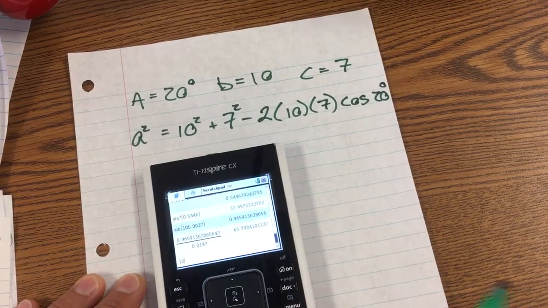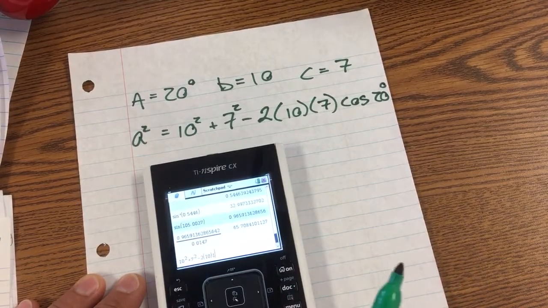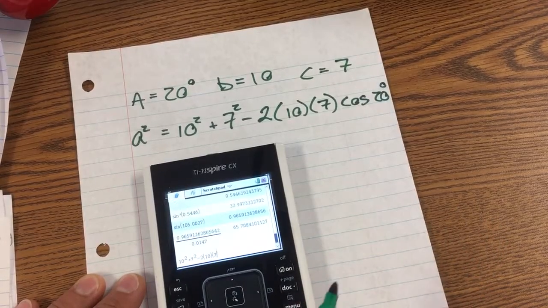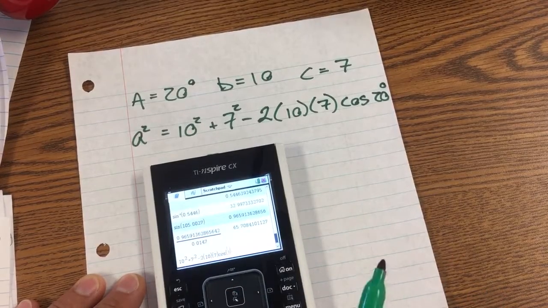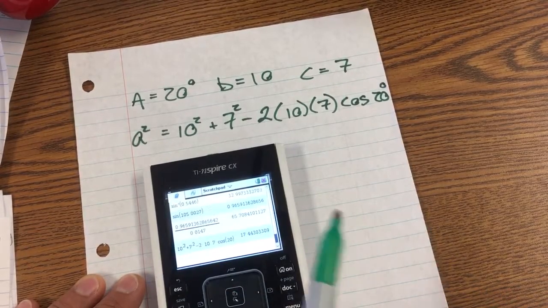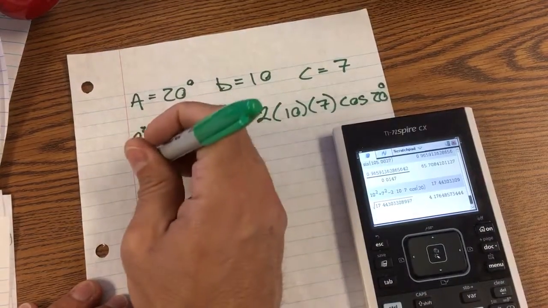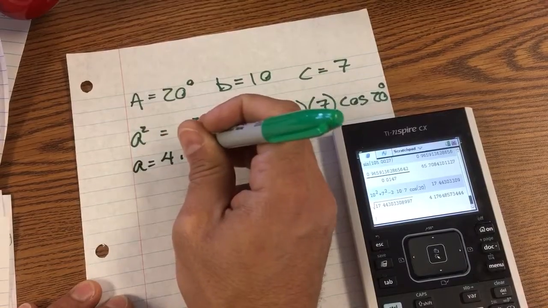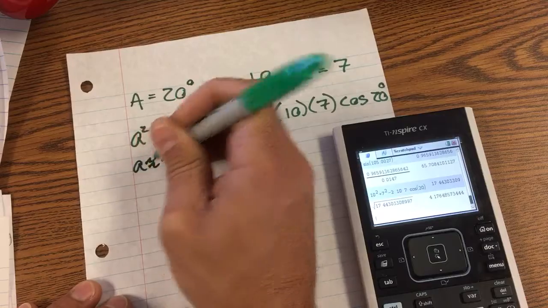So I'm gonna go 10 squared plus 7 squared minus 2 times 10 times 7 times the cosine of 20 gives me that, and then I'm gonna do the square root because that is A squared. So that gives me A equals 4.1765, and that's approximately.